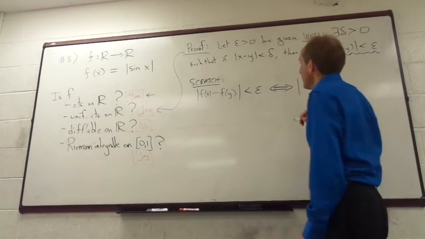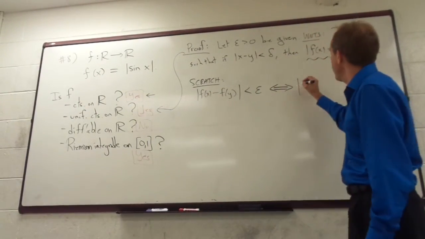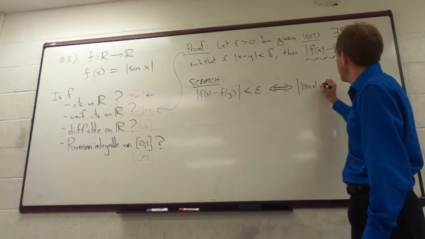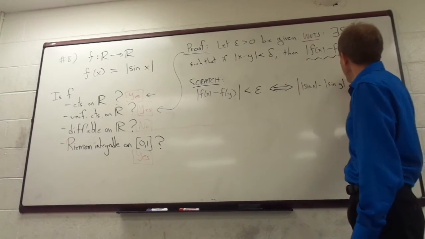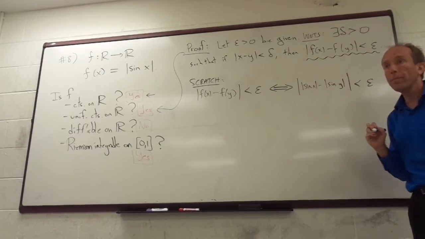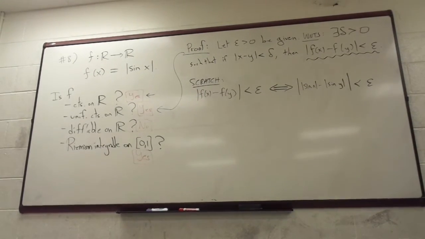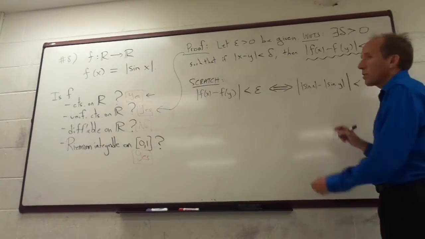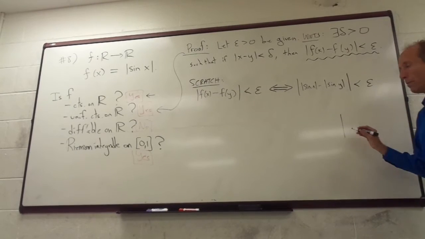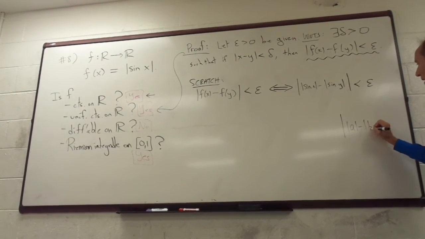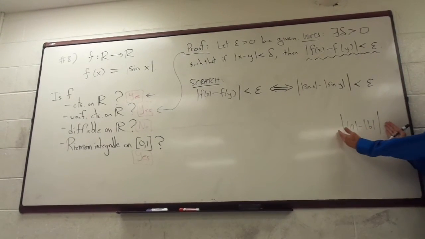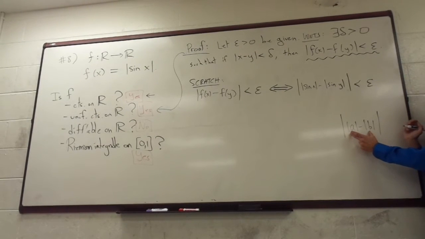So in this case, I'm going to just replace f of x with the absolute value of sine x minus the absolute value of sine y less than epsilon. Now this looks like something we may have seen before. We're taking the absolute value of the difference of two absolute values.